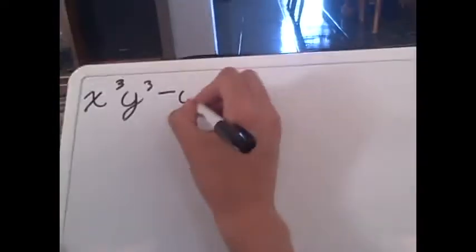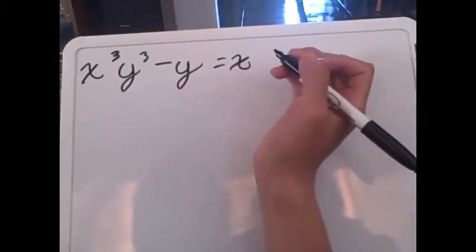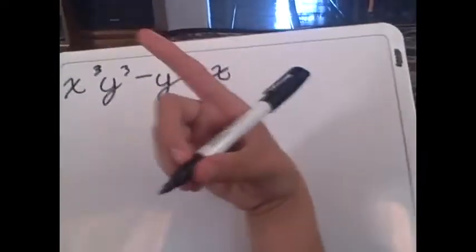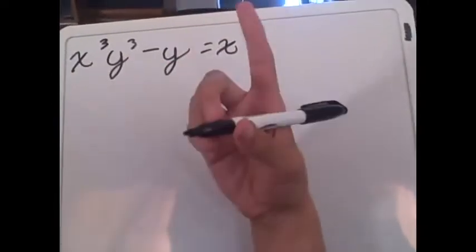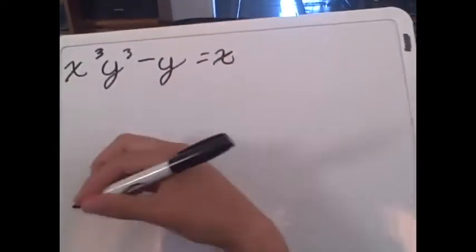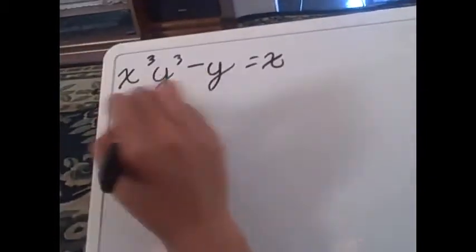So now try this one. x cubed y cubed minus y, which is equal to x. First try to solve this out. This will be challenging, and I'll give you a few seconds to solve it. And I'm going to give you a hint after those few seconds. Alright? Okay.